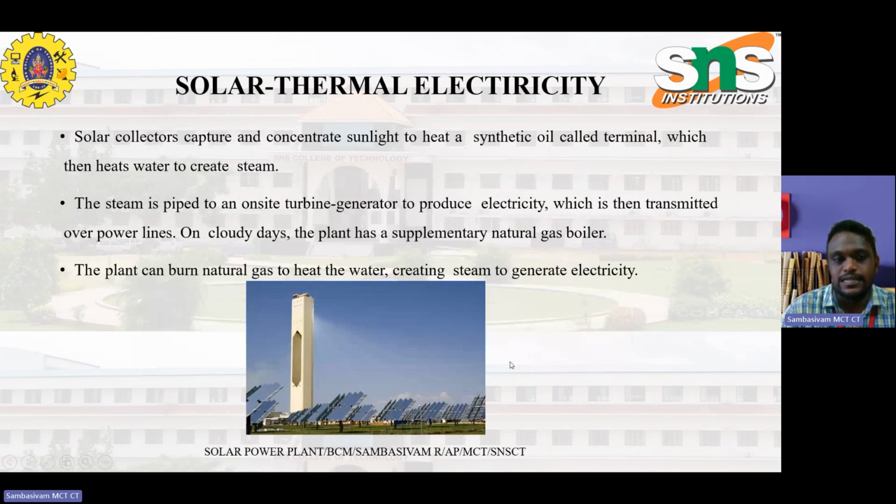In solar thermal electricity, the solar collectors capture and concentrate sunlight to heat a synthetic oil, which then heats water to create steam. The steam is then piped into an on-site turbine generator to produce electricity, which is transmitted over power lines. On cloudy days, the plant has a supplementary natural gas boiler.